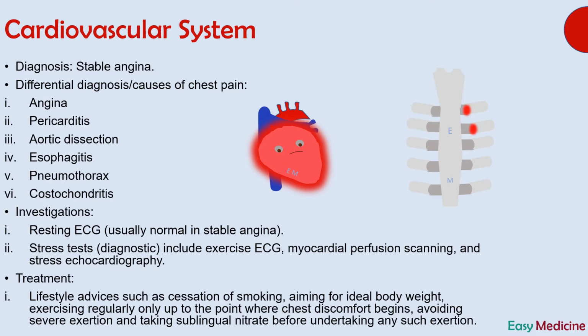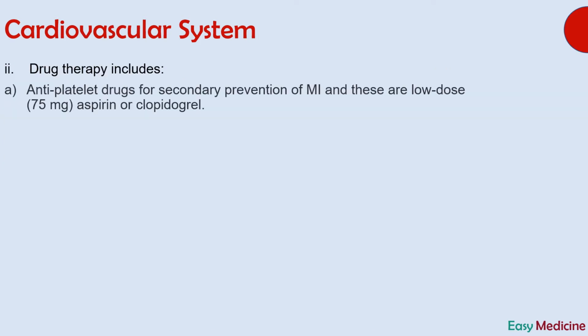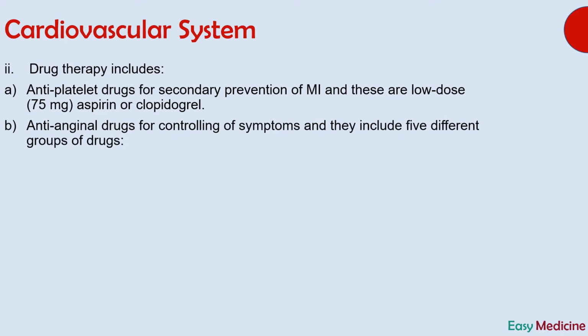Next is drug therapy, and it involves 2 types of drugs. First are antiplatelet drugs, and these are actually for secondary prevention of myocardial infarction. And these include low-dose aspirin, that is 75 mg, or clopidogrel. Remember the dose of aspirin as it might be important for your MCQs or OSPE. And the next type of drugs are anti-anginal drugs, and these are for controlling the symptoms.